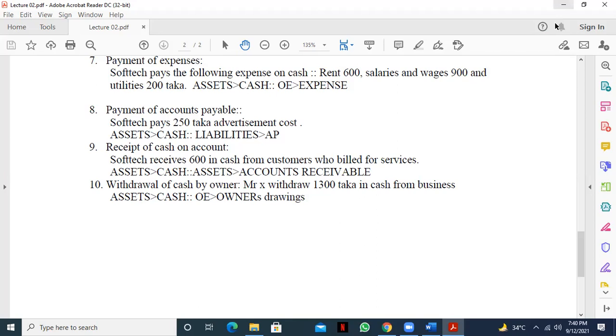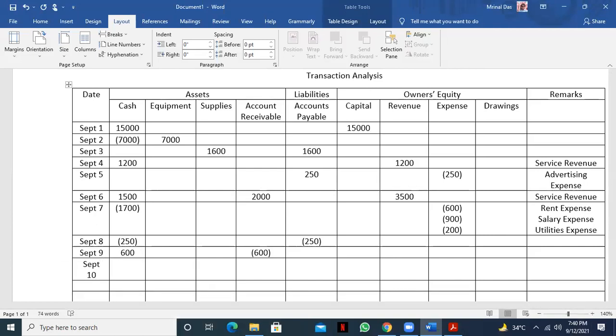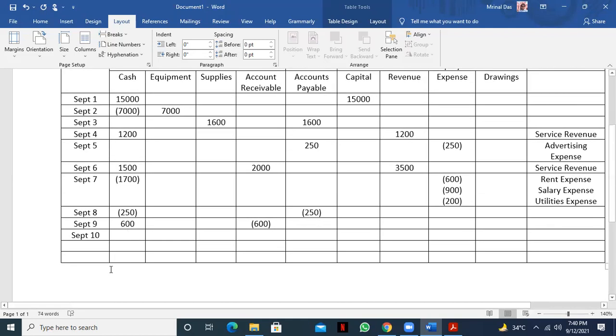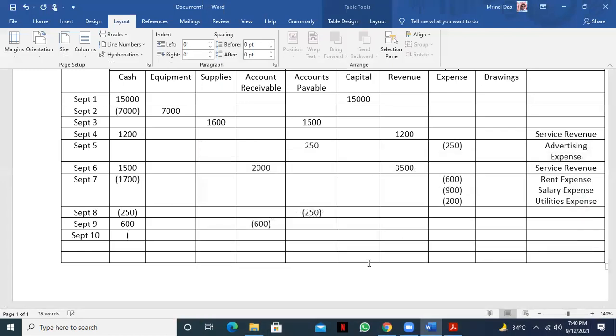So our entry will be September 10. It is how much? 1300 taka. It will be deducted from cash, and in the drawings column, 1300 taka minus. Okay, are you clear? Yes, sir.